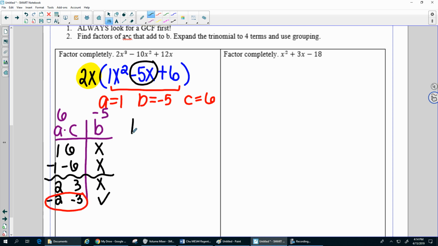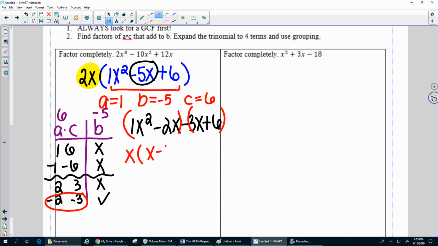So I have 1x squared minus 2x minus 3x plus 6. We factor by grouping here. We draw parentheses around our first two terms and our last two terms. Between the first two terms, you could factor out an x, and you're going to be left with x minus 2. And then the last two terms, be careful because you're factoring out a negative 3, so your signs will change. This is now x minus 2.